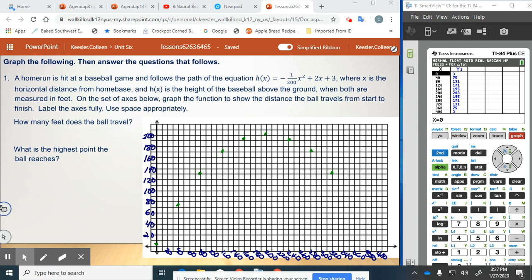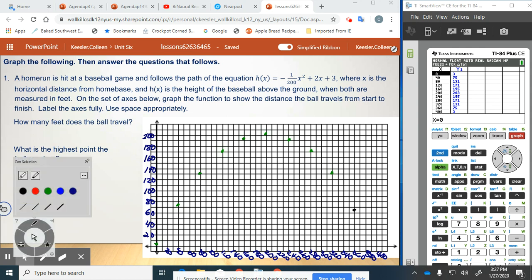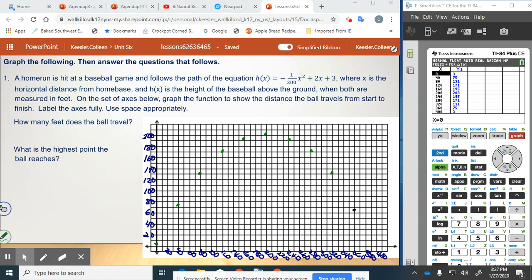360 is at 75. I love how it just changes my color on me as I'm working. And I did not match that up right anyway. And then 400 is back to 3. So about here. And I'm going to draw my quadratic parabola over those points, showing the curve of the baseball that was hit.